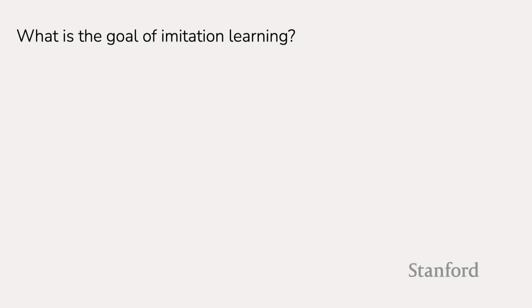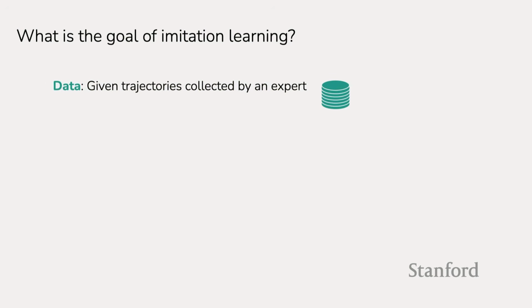Great. So what is the goal of imitation learning? Like the goal of reinforcement learning, we want to try to achieve high reward. We want to get a good policy that can do the task well. And the way that we'll try to do that is we'll assume that we're given some trajectories that are collected by an expert. This is our data. And we'll refer to these trajectories as demonstrations. It's a special kind of trajectory that is demonstrating how to perform the task.